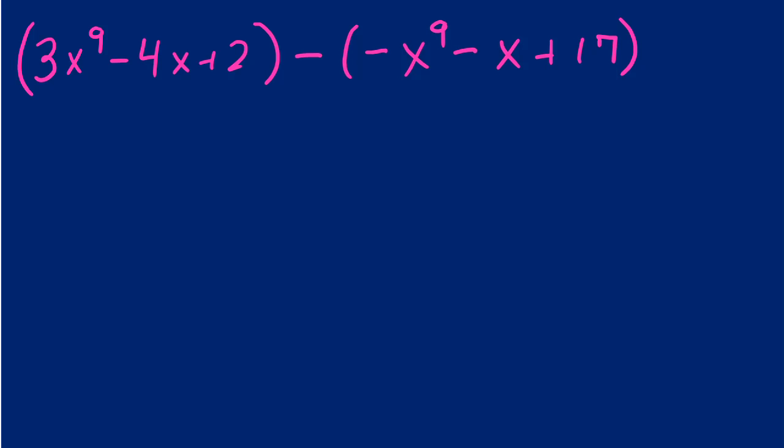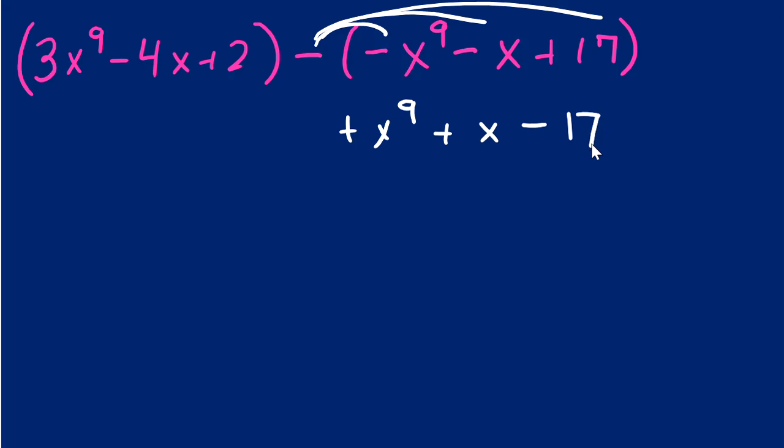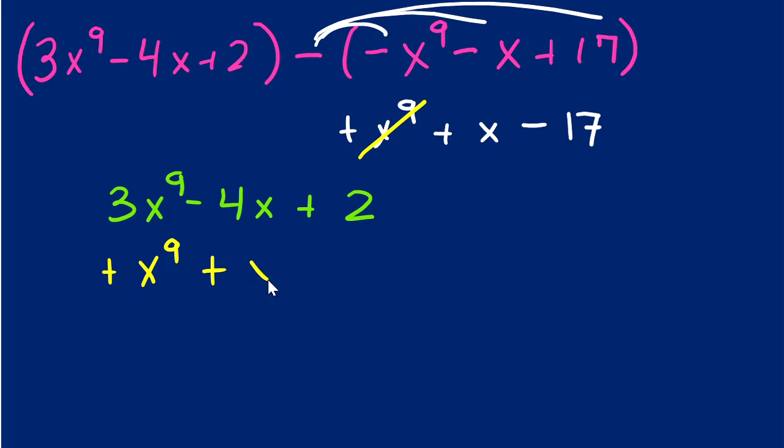All right, so let's walk through this. We're going to distribute our negative sign first, and we're going to get a positive x to the ninth, a positive x, and a negative 17. We will rewrite our first polynomial here, 3x to the ninth minus 4x plus 2. We'll write down the other terms that match up with it. So we've got a positive x to the ninth, a positive x, and a negative 17.